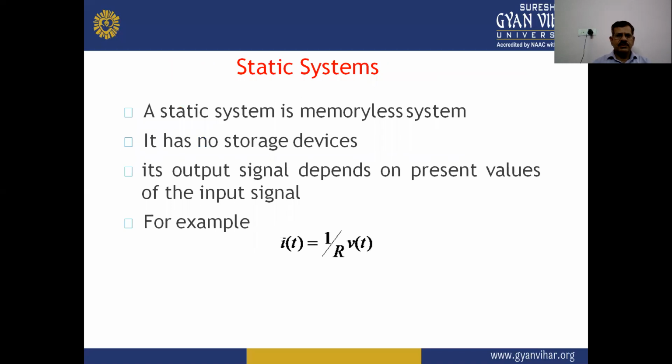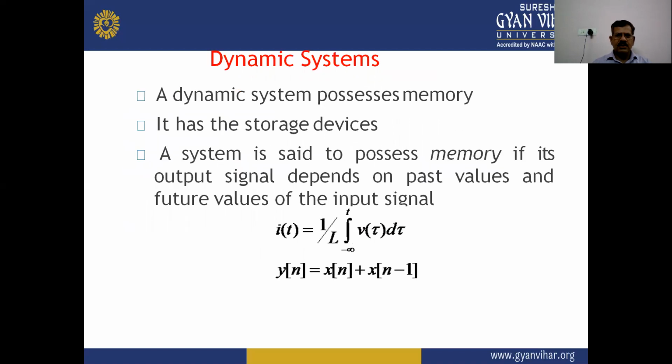Static systems. A static system is a memoryless system. It has no storage devices. Its output signal depends on present values of the input signals. For example, i(t) = (1/R) v(t). This is the example of Ohm's law here.